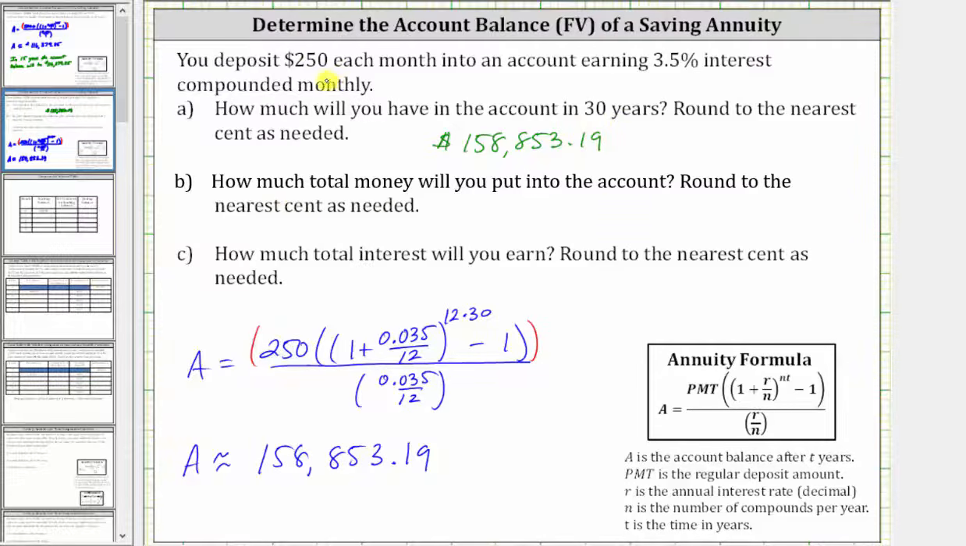Part B, how much total money will you put into the account? You deposit $250 each month for 30 years, and therefore the total money put into the account is $250 times the number of months in 30 years, which is 30 times 12, which is equal to 250 times 360, which is equal to $90,000.